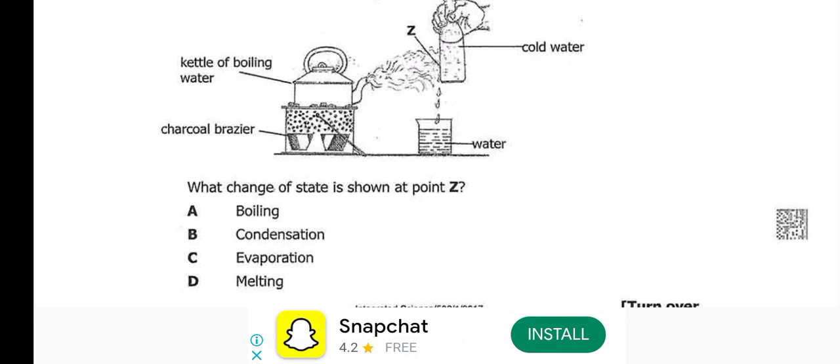So A is boiling. No, boiling is occurring inside the kettle. Melting, no, not melting. Evaporation is taking place where this gas, which is water vapor, is getting out of the kettle. Condensation is the change of state from gas to liquid. So the correct answer is condensation.